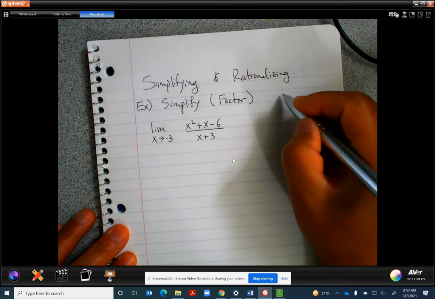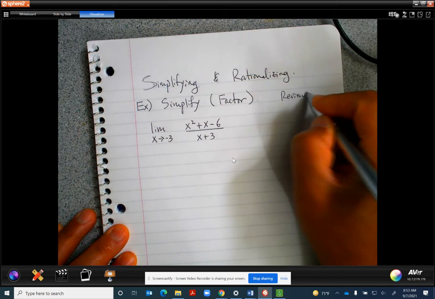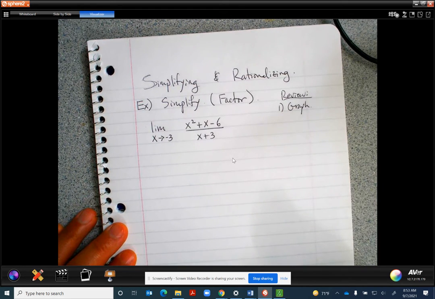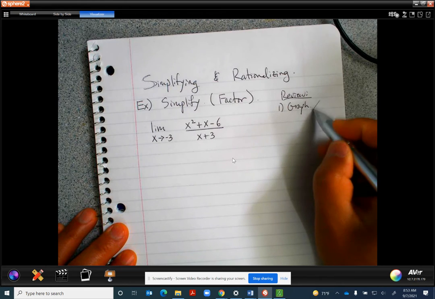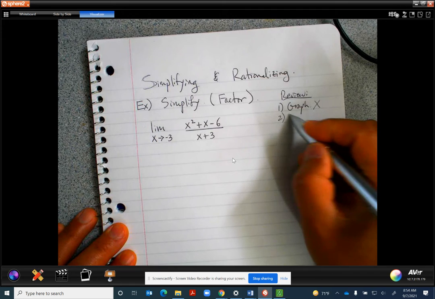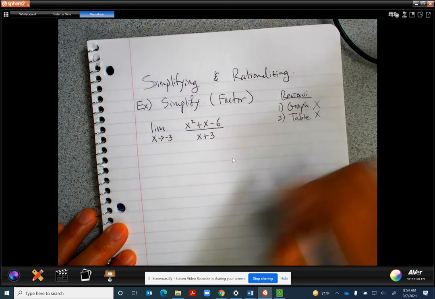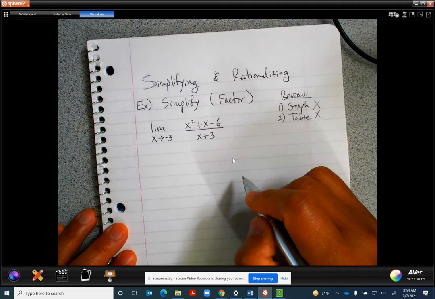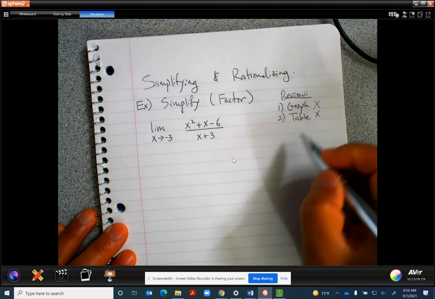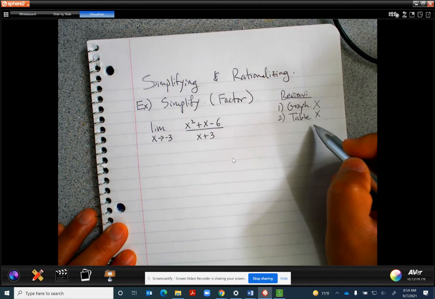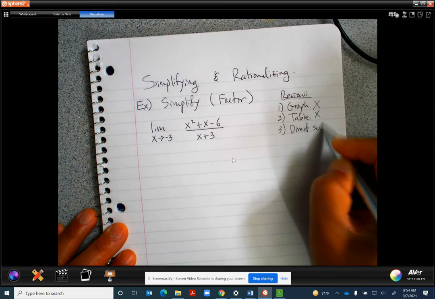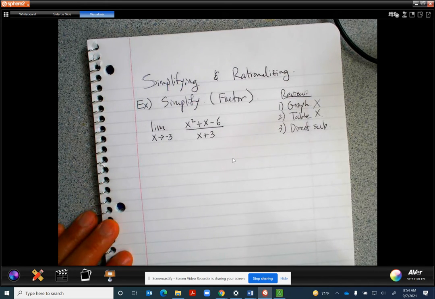So let's go back and review. Remember we can graph, which is pretty hard to do without a graphing calculator. We can use a table, and that's also tedious. We talked about this last week. We can use like negative 2.99 or negative 3.001, but that's just too much work. And we can also use direct substitution, but sometimes direct substitution doesn't always work out.